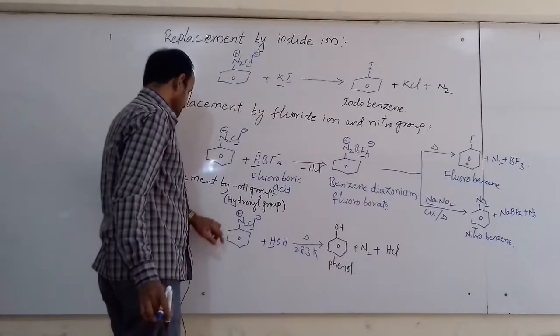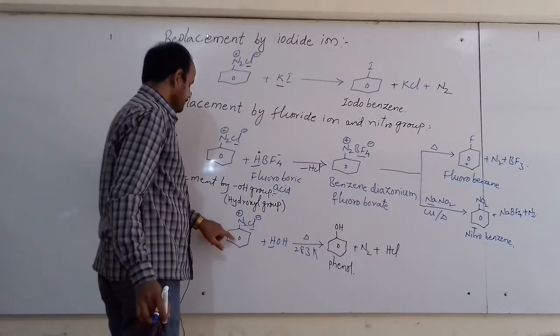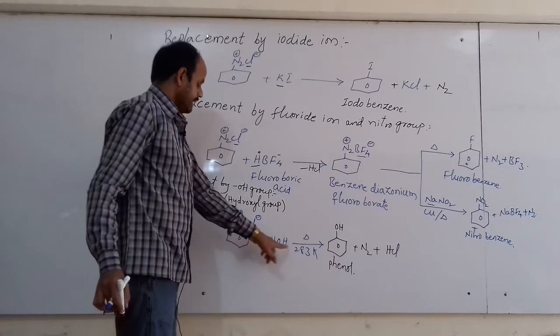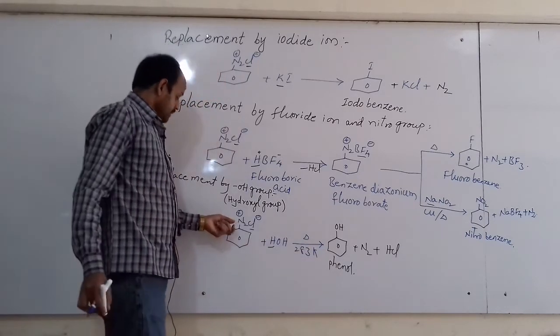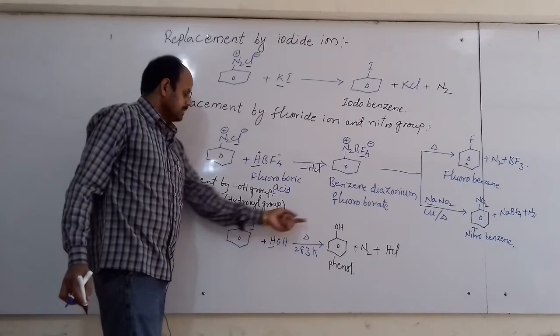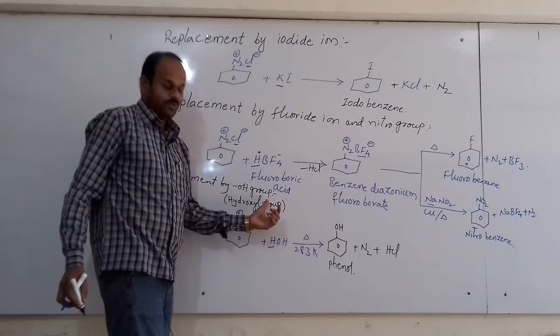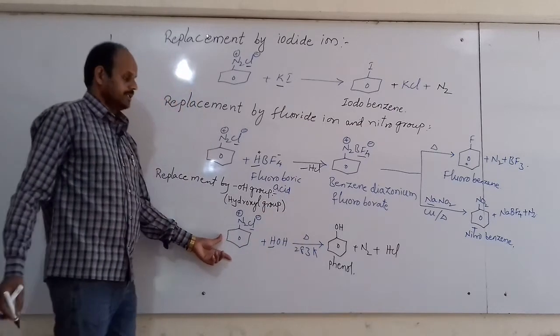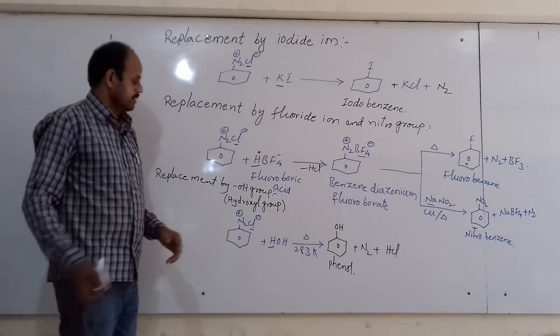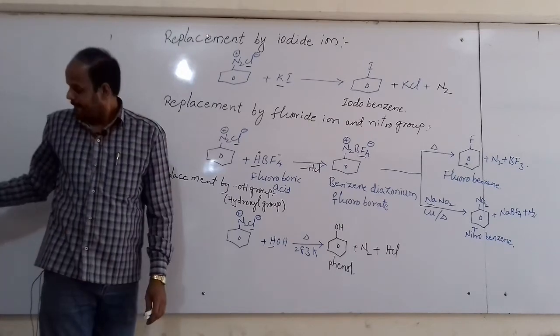Thus benzene diazonium chloride is heated with water at 283 Kelvin. Then we get phenol. In this one, this N2Cl is replaced by which group? Hydroxyl group. Okay, thus we can prepare phenol from benzene diazonium chloride. Next property.